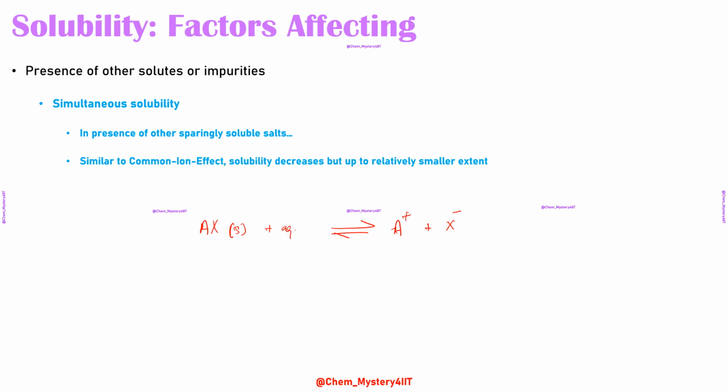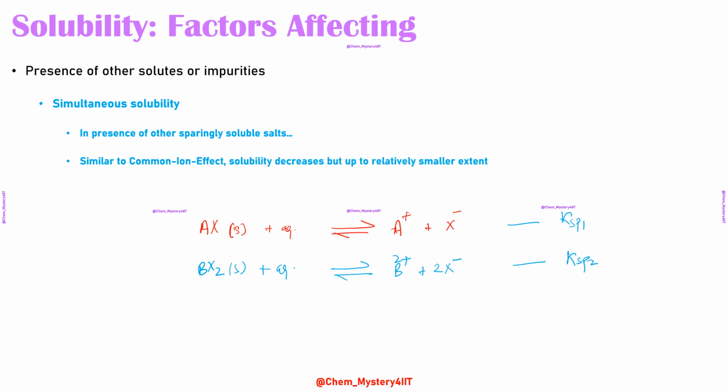Now suppose we have another salt BX2 present as well, and this is also a solid, put in a large excess of water. This is also dissociating up to a certain extent, giving B2+ ions and 2X- ions. The first one and the second one have values of their KSPs as KSP1 and KSP2.